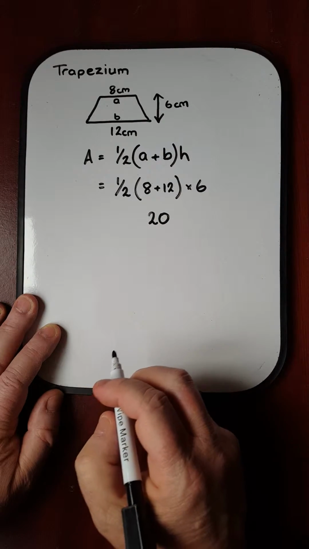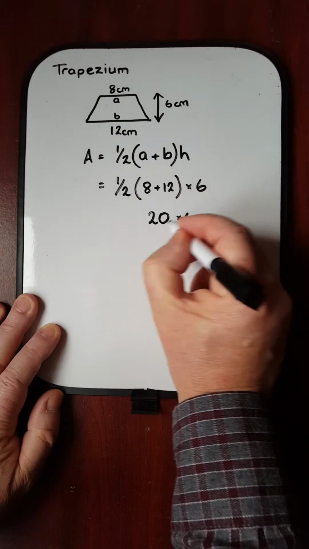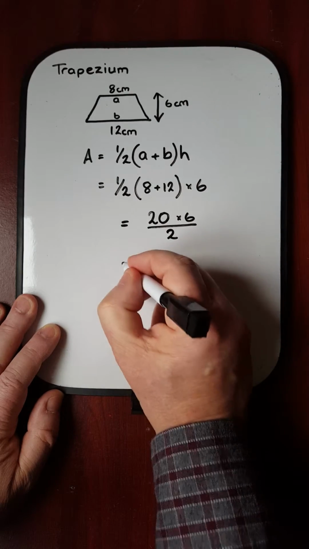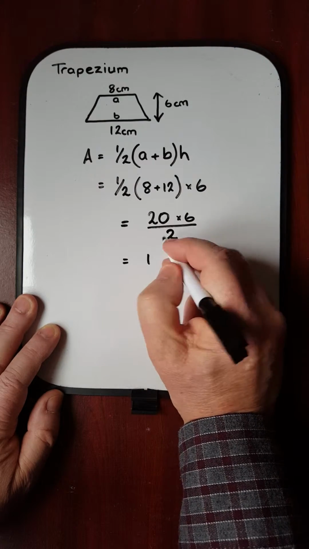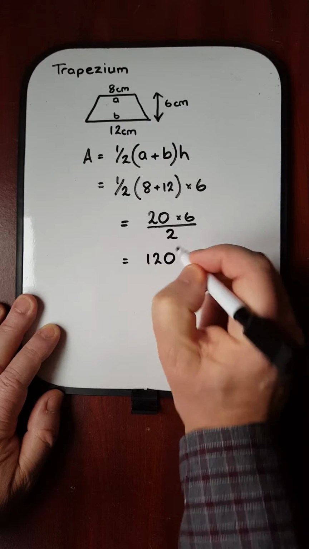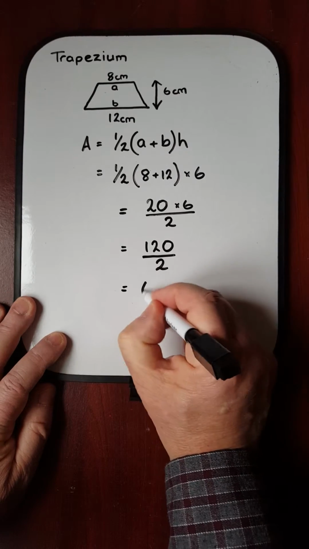8 plus 12 is 20, times 6, and we want half of that. Okay, 20 times 6: 2 6s are 12, so 20 6s are 120. Half of that is 60.